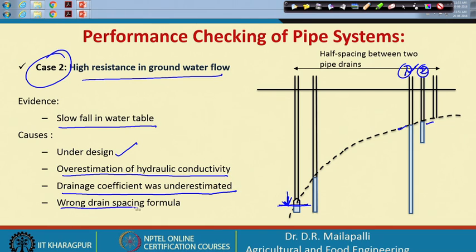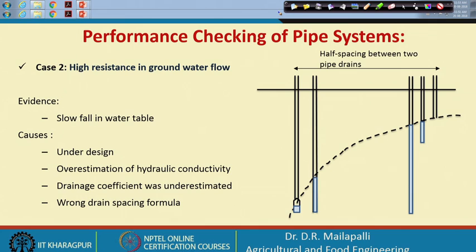And a wrong drain spacing formula: you might be using the wrong drain spacing formula, where you might have missed some parameters in the equation. That may definitely influence the under design.